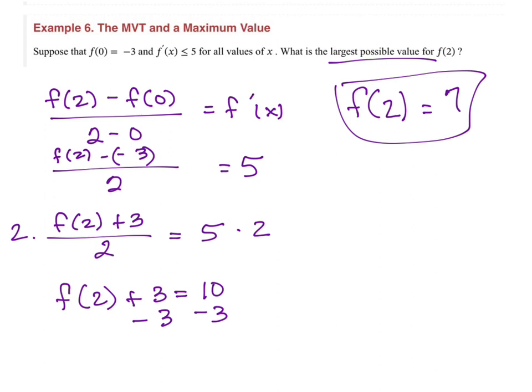All right, so we found the largest possible value for f of 2. It would be 7. If f of 2 is 7, then the average rate of change is 5. Cool? Okay, moving on.